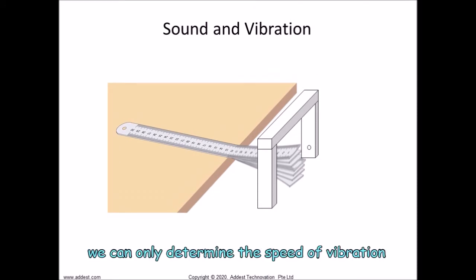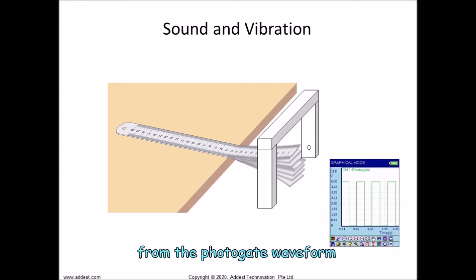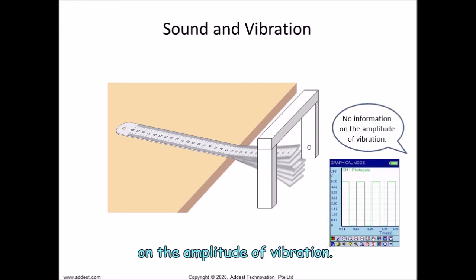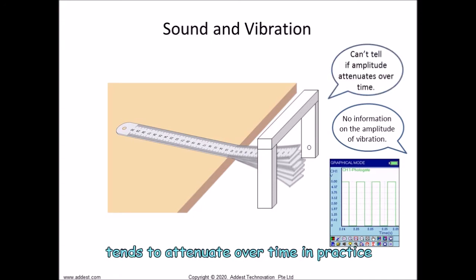Second, we can only determine the speed of vibration from the photo gauge waveform, but cannot obtain any information on the amplitude of vibration. Hence, students will not be able to learn through experiments that the amplitude of vibration tends to attenuate over time in practice due to resistive forces.